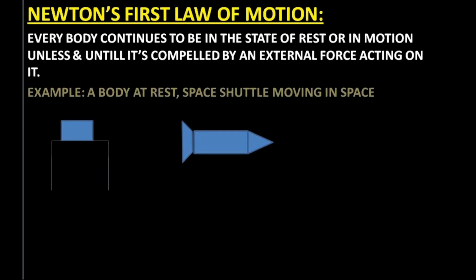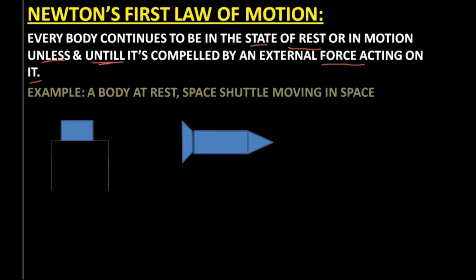So today in this chapter we'll be discussing Newton's first law of motion. So what is Newton's first law of motion? Newton's first law of motion: every body continues to be in a state of rest or in a state of motion unless and until it is compelled by an external force acting upon it.